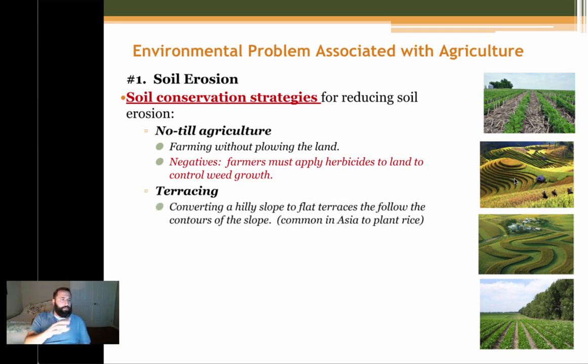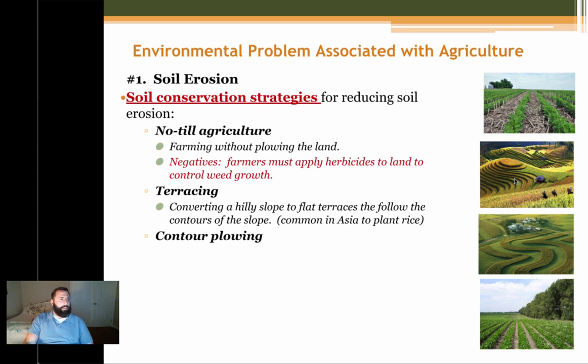And so what they do to plant rice, for example, is convert a hilly slope to flat terraces that are completely level across. Why would they want to do this? Well, because the water then won't rush down the hills. Gravity's going to pull it down and erode some soil. Rather, it will just sink into these terraces because, again, it's level with the ground.